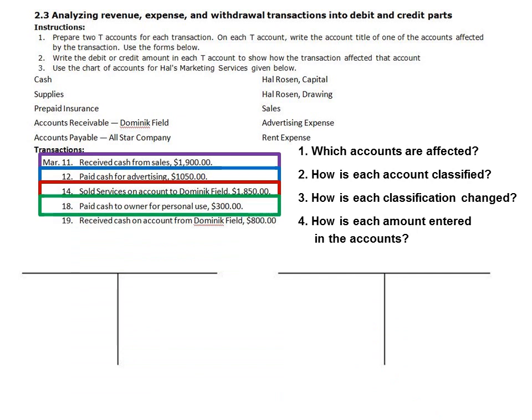Paid cash to owner for personal use. Well, paid cash, that should tell us one thing, that we're going to use our cash account. And then to the owner for personal use. And this is called a drawing account. The way you would think of it is if you go to the bank and you want to take out money, you are withdrawing that amount. So that's how you remember that it's a drawing. You withdraw money from your bank.